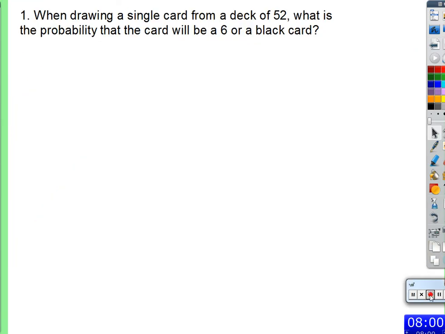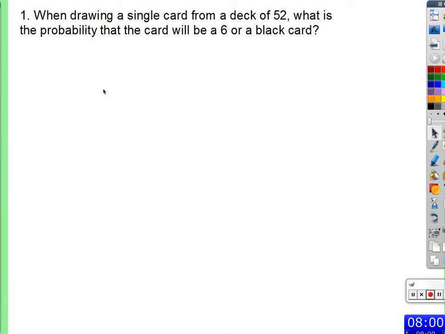Okay. First, pick one card out of a deck of 52. We're going to find the probability of getting a 6 or a black card. Like Daniel said, what we're doing is just expanding our possibilities of winning, because we get to win on a 6 or on a black, either one.